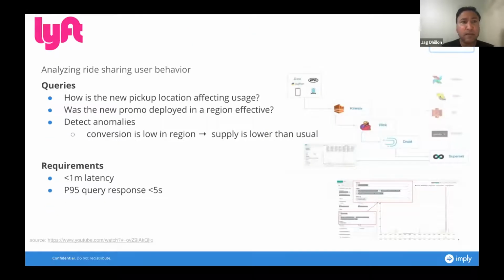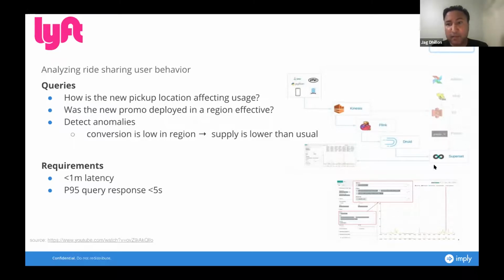Last but not least, Lyft. Lyft is similar to Uber. It's a ride-sharing solution. Some of the queries that they're using, as you can see, they're using a lot of options here. They're using Kinesis, they're using Flink, and they're feeding into Druid.